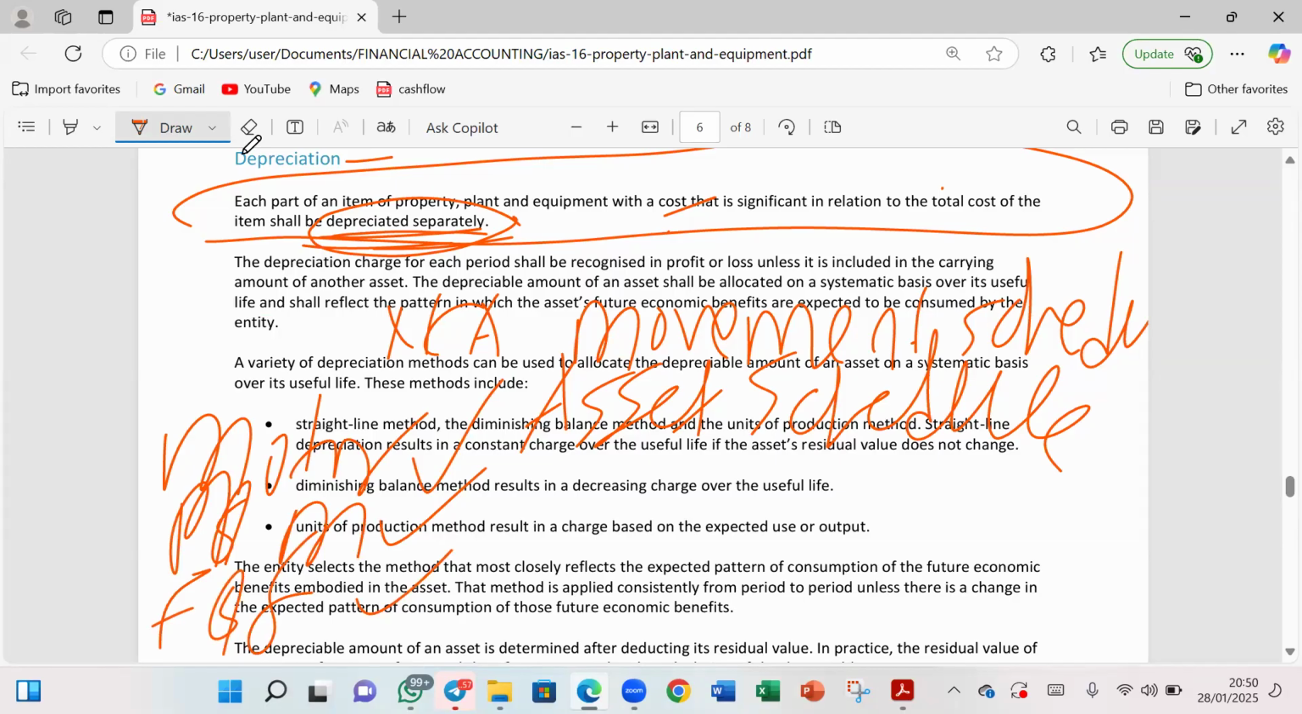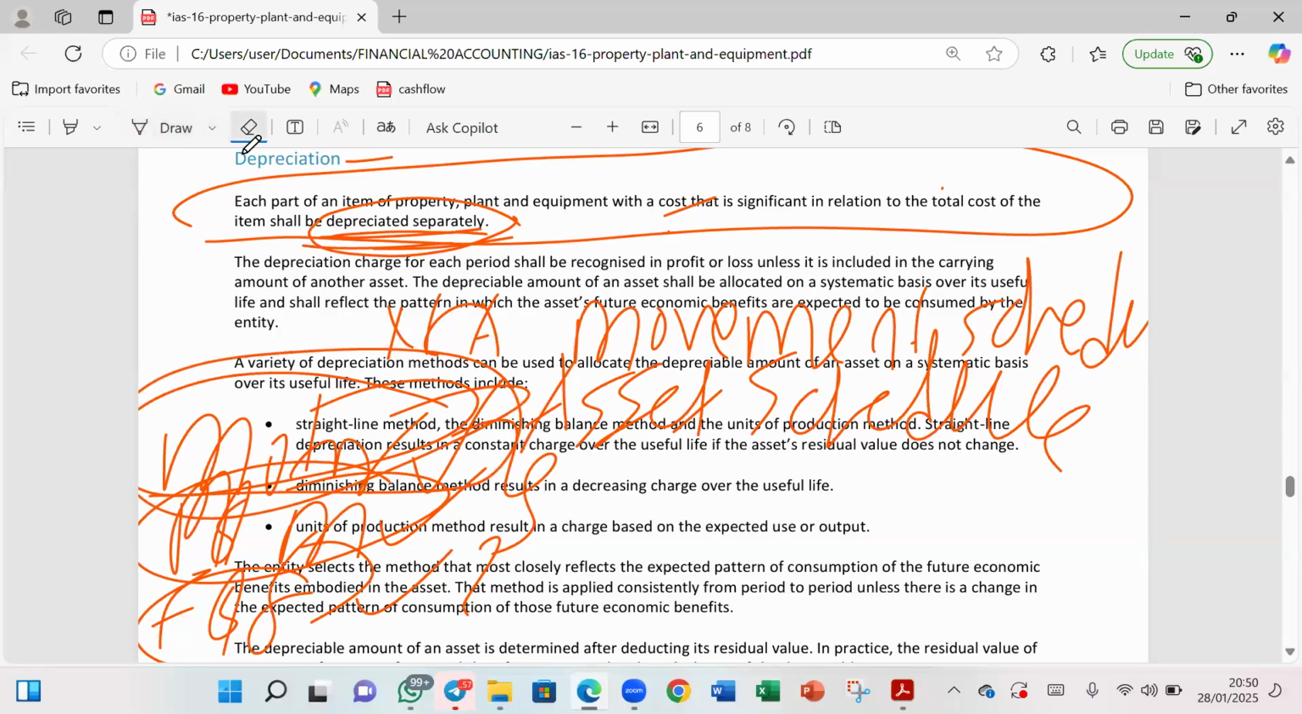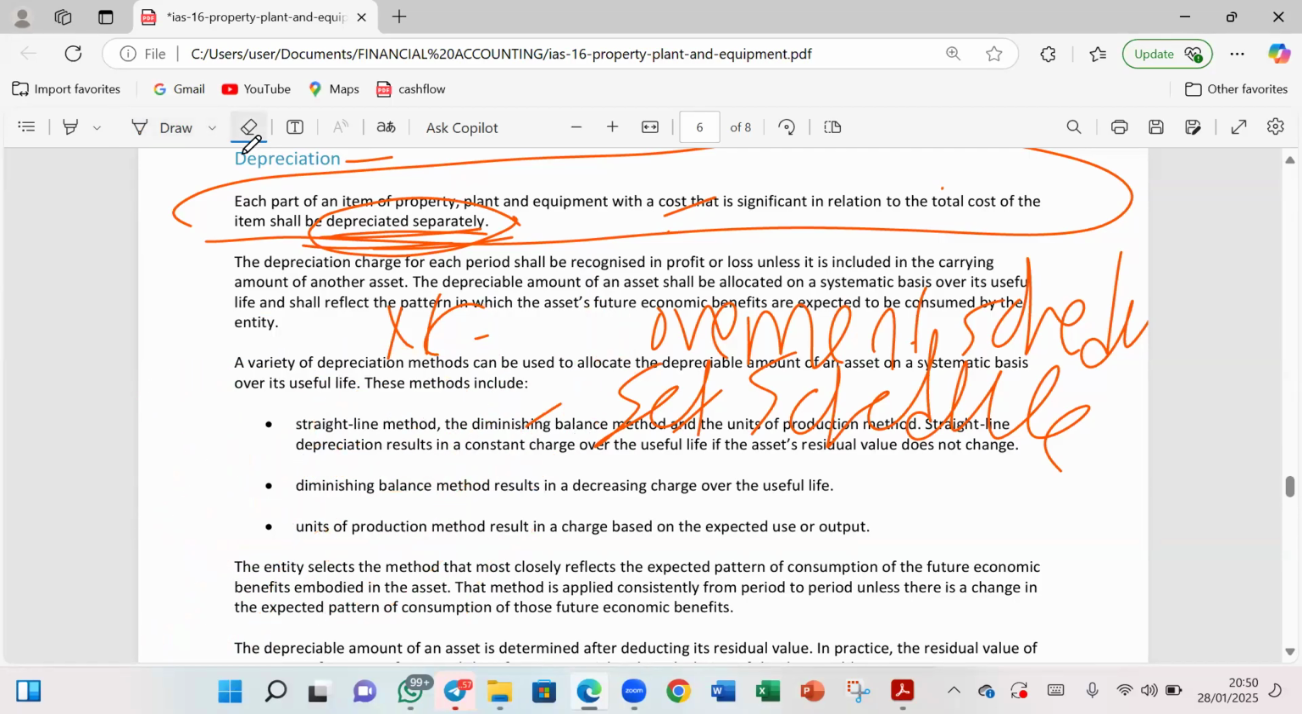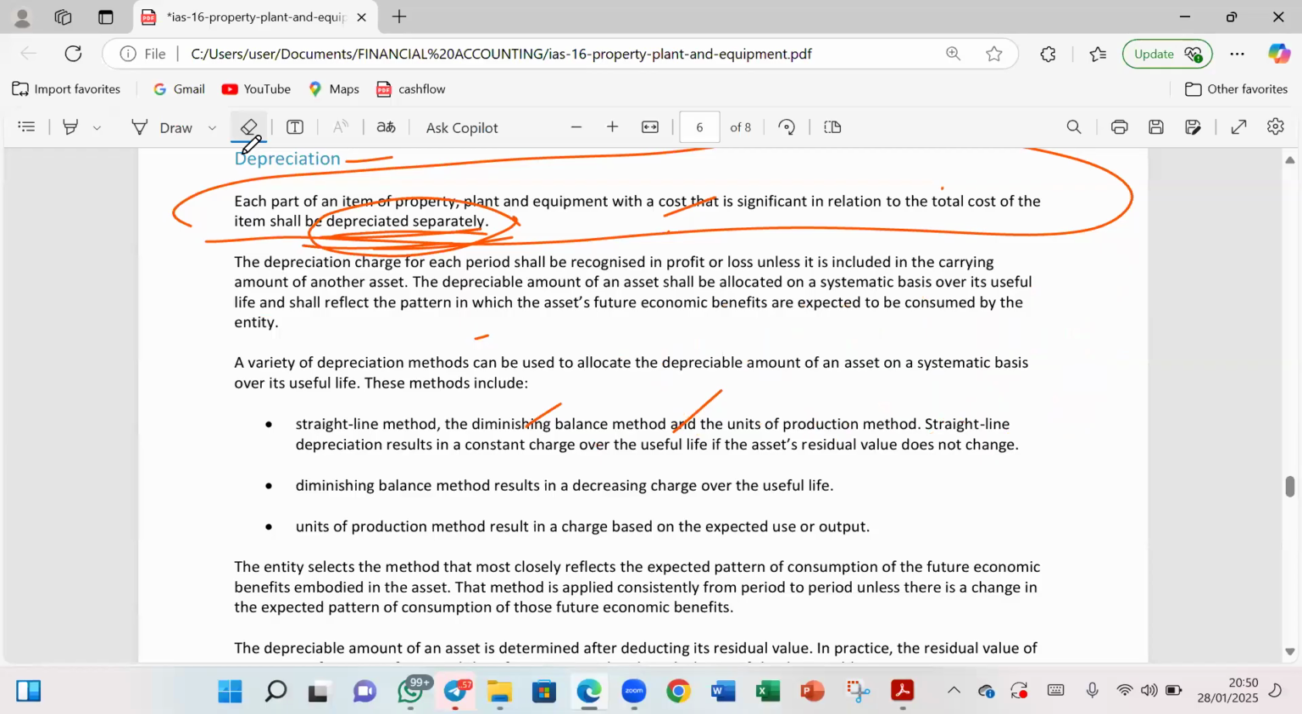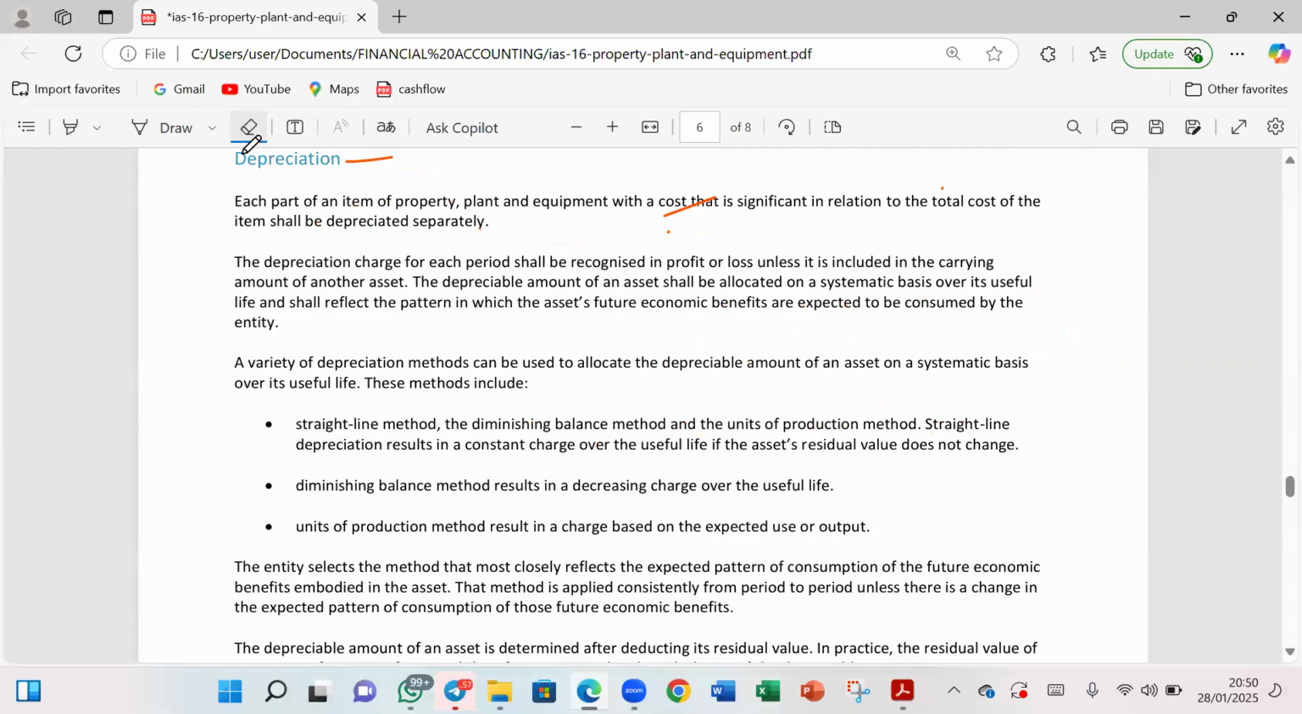So when we say each part of the item of the PPE with a cost that is significant in relation to the total cost of such item shall be depreciated separately, you shall determine the depreciation of each amount separately. You don't add the cost of motor vehicle, plant and furniture and then determine the depreciation. No, we do it separately. You start with motor vehicle, take its cost, then determine the depreciation. You do the same for furniture and plant separately. You don't mix. Each item shall be determined separately.